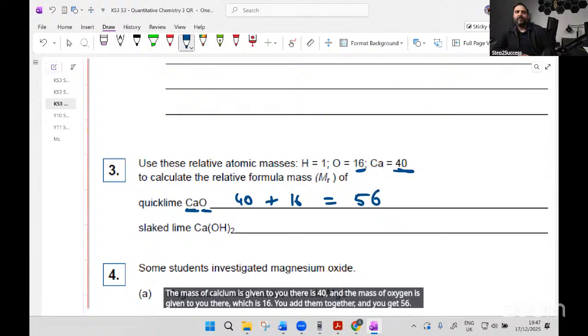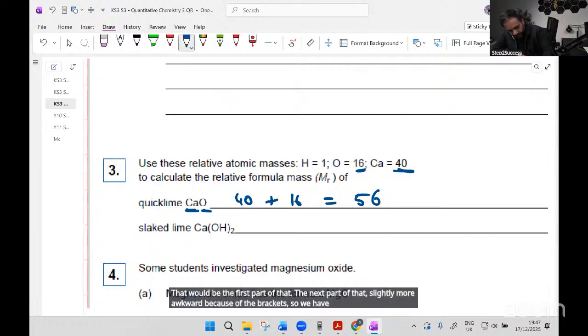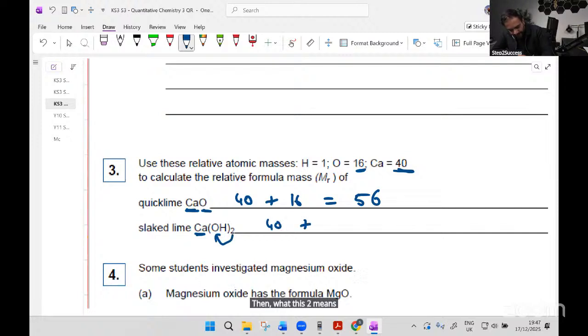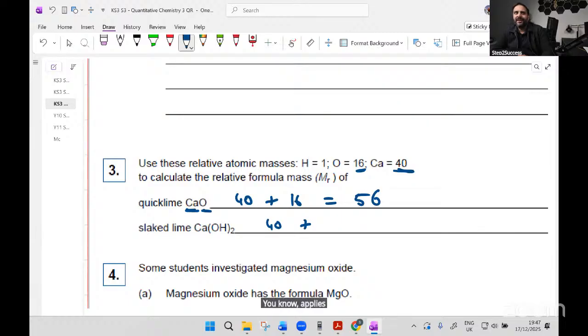That would be the first part of that. The next part is slightly more awkward because of the brackets. So we have effectively one calcium here, which is worth 40. Then what this 2 means is that there are two oxygens and two hydrogens. That's what the brackets do. It basically applies the number outside it to everything inside it.